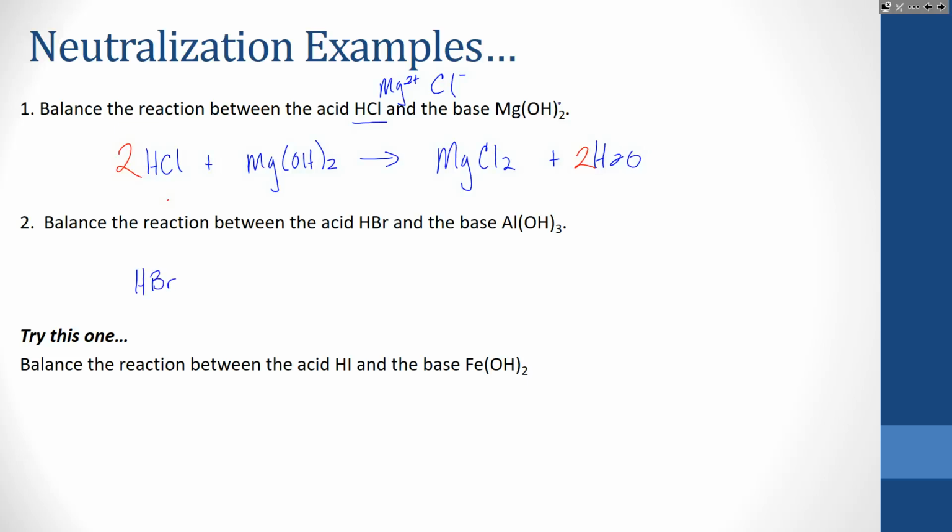So HBr and Al(OH)3. Okay, so Al goes with Br, so that'd be AlBr3, because aluminum is a 3+ and Br is a 1-. And then H goes with OH, so it's H2O. Now we just go back and balance the reaction. So I need 3 bromines, so I put a 3 there, which means now I need 3 waters, and that should balance everything. All right, so you guys can try this one, see if you can get the right answer, and then check your answer against mine.